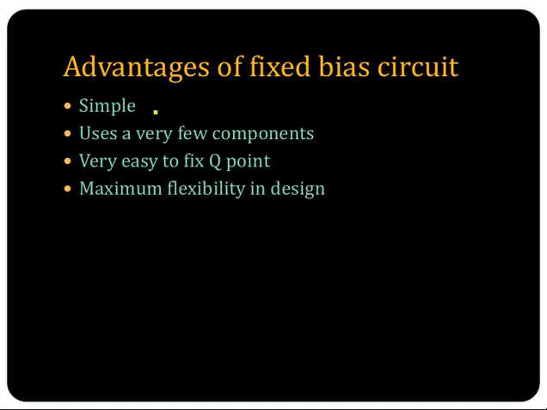So what are the advantages of fixed bias circuit? It is simple. It uses very few components. It's very easy to fix the Q point, and there is maximum flexibility in design. Simple equations you can use. Find out IB, then find out IC from the IC-IB relation. Check whether it is below saturation value, and then find out the coordinates VCE and IC. That is the operating point.